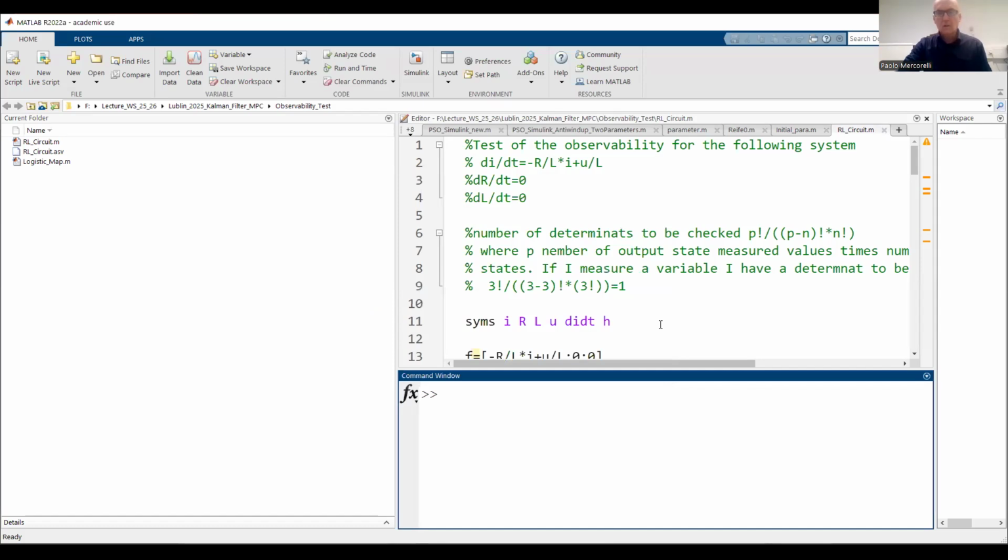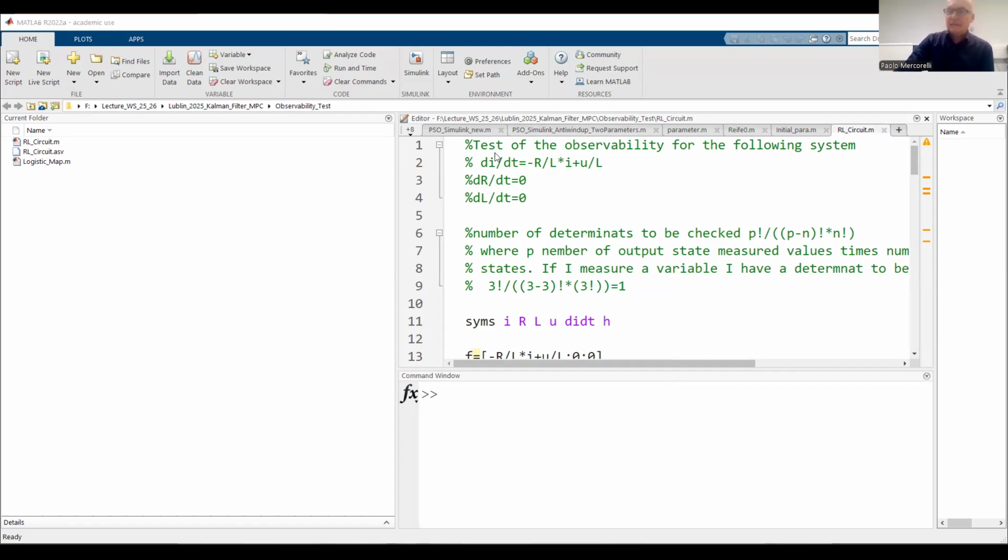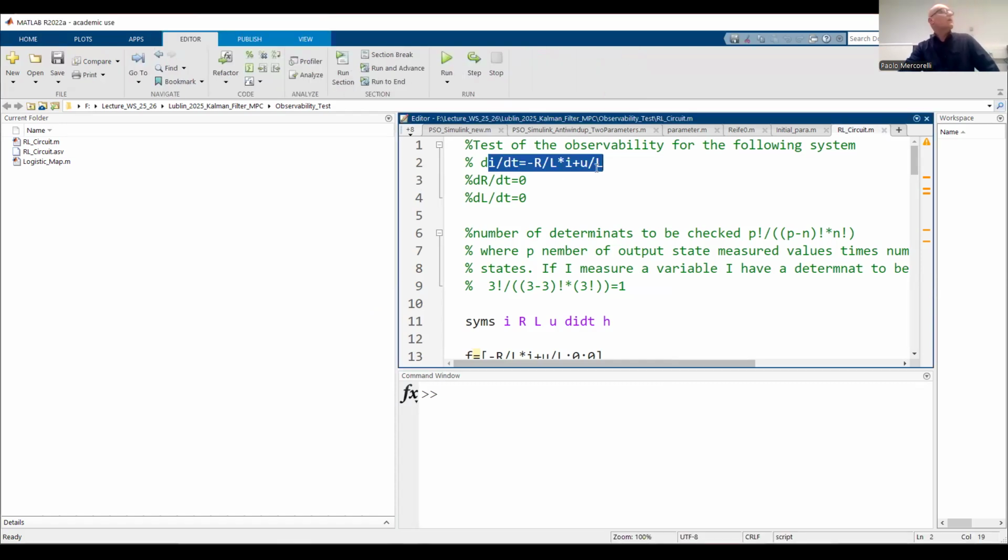Look what I have here. I will upload this also. Test of the observability for the following system. Exactly what I told you. Of course, we assume L is not zero, which I forgot to say, but it's clear, because otherwise I cannot divide by zero. Therefore, if L equals zero, the system is not a dynamical system. It's no problem, not really, but we don't need Kalman in that sense.